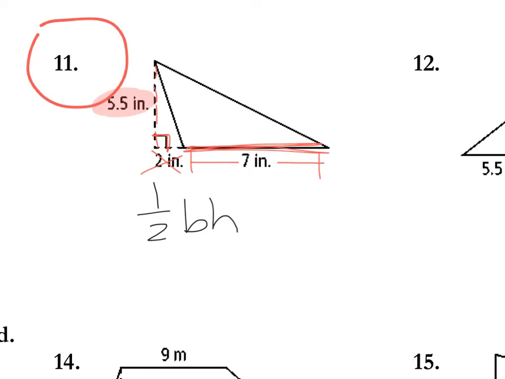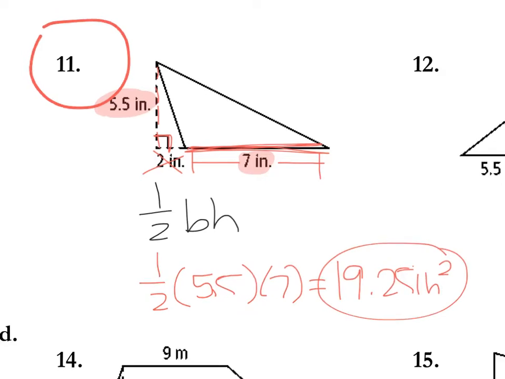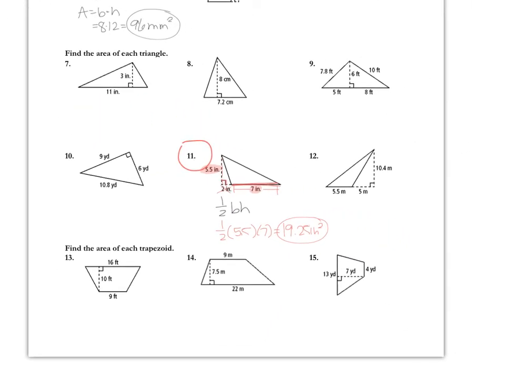So we're going to use that number 2. It's going to be 1/2 of 5.5 times 7. And then you just have to calculate that out. And that's how you get 19.25 inches squared. So I think that covered the questions that we had on that front page. So let's look at the second page.